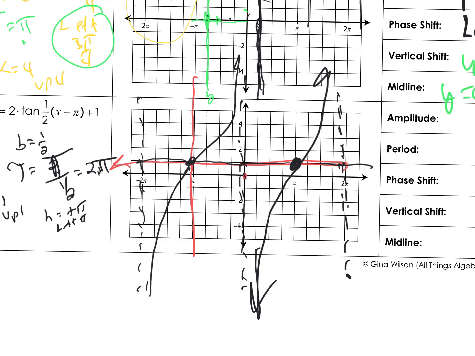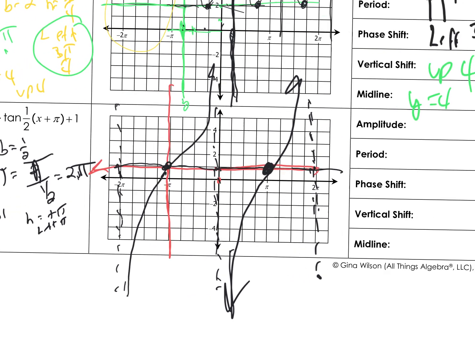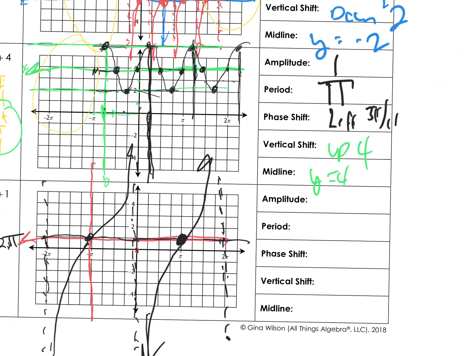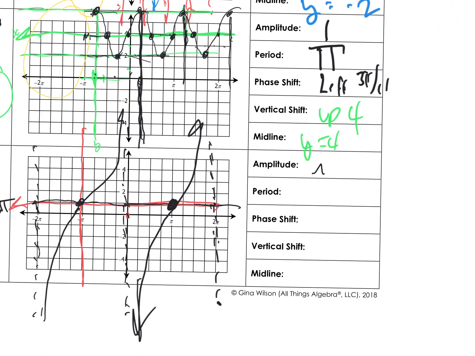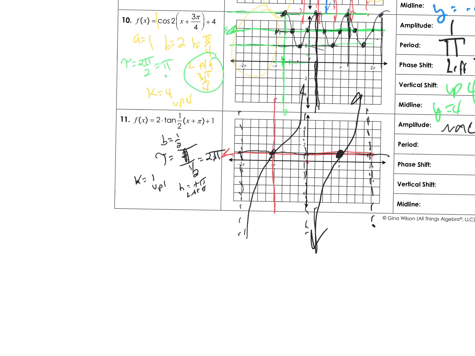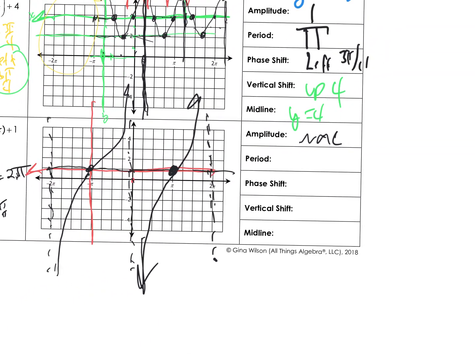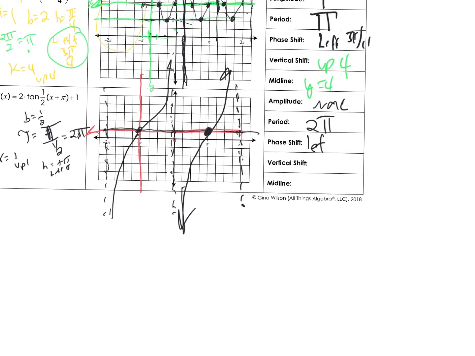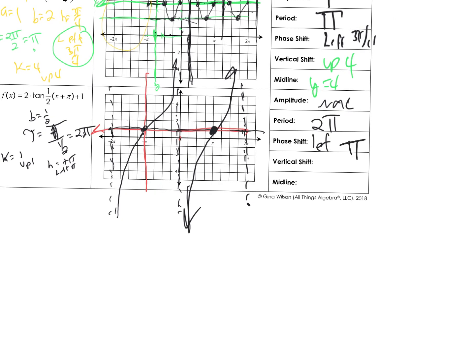Let's record our information. Amplitude, actually there's none. I think I wrote on the other tangent, I may have written a number, but we really don't talk about it. It doesn't have a max up. So period we said was 2 pi. Phase shift was left pi. And the vertical shift was up 1. So my midline is y equals 1.